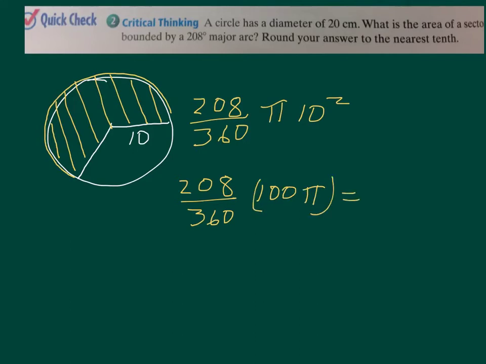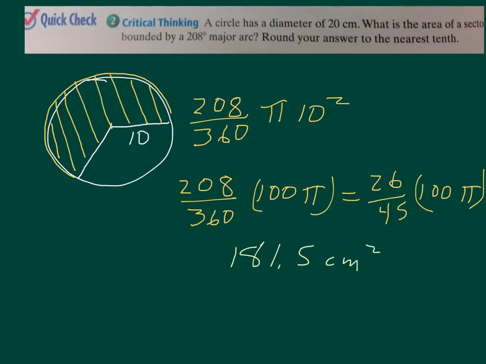We can reduce that down if you want to 26/45ths of 100 pi, but you don't really need to. You can just plug it straight into a calculator. Reducing that doesn't really make it much easier. It's just extra work. Just punch into your calculator 208 times 100 pi divided by 360. Hopefully you got the area of the shaded region to be approximately 181.5 square units, in this case square centimeters.